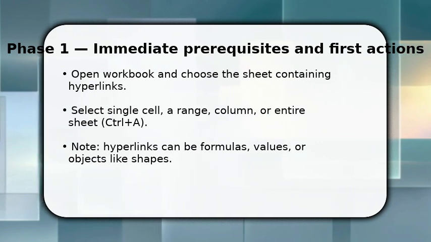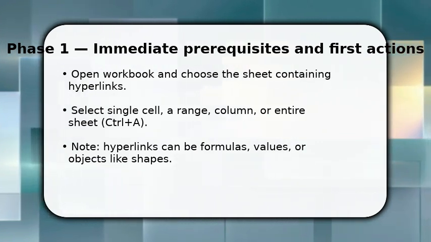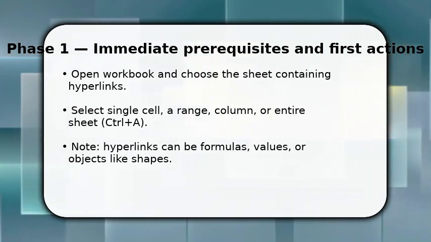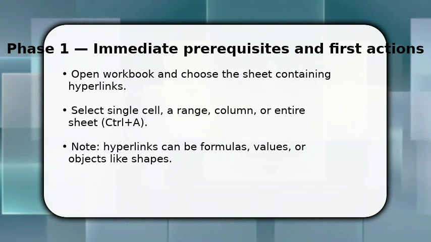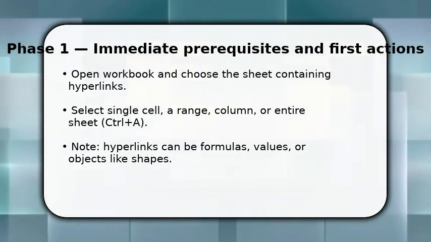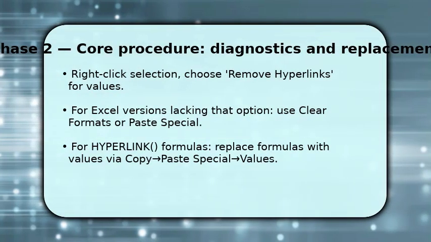If links come from a HYPERLINK formula, you'll handle them differently, so note whether the cell shows a formula. You need this precision because the removal method targets cell content or link objects, and that distinction changes how Excel responds. Now remove the links.